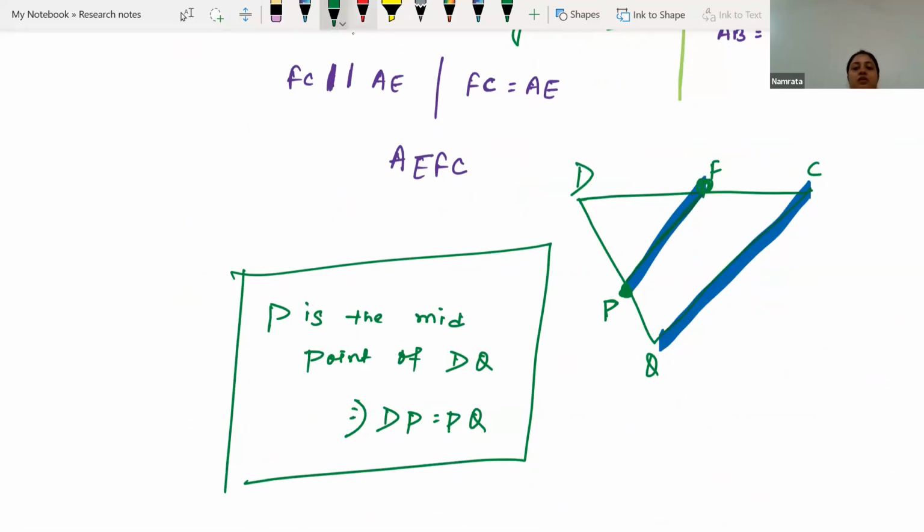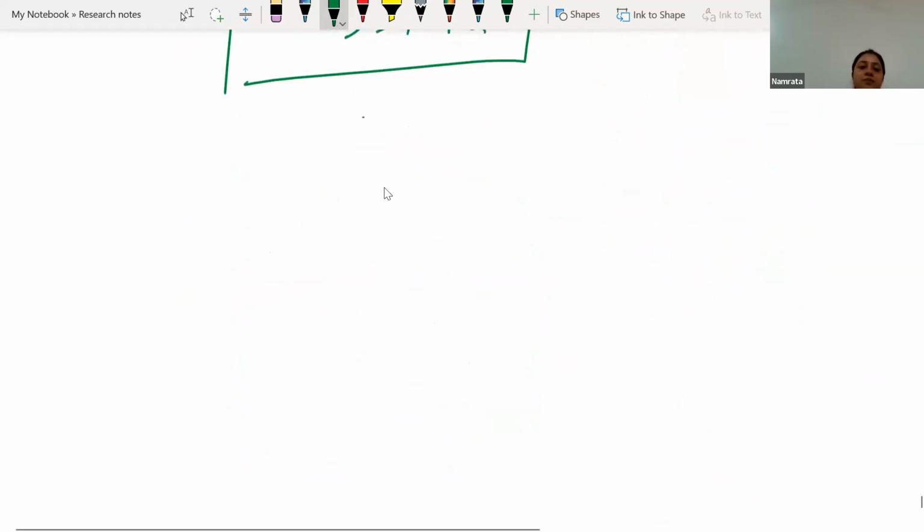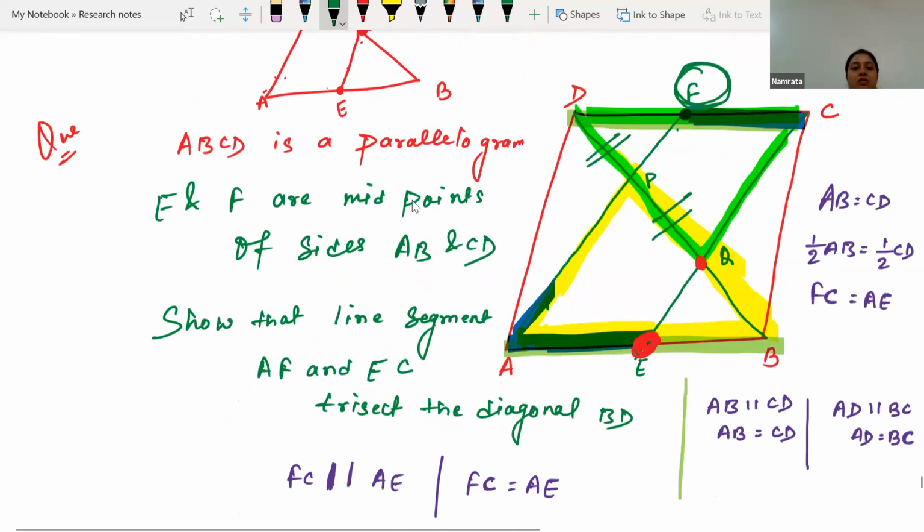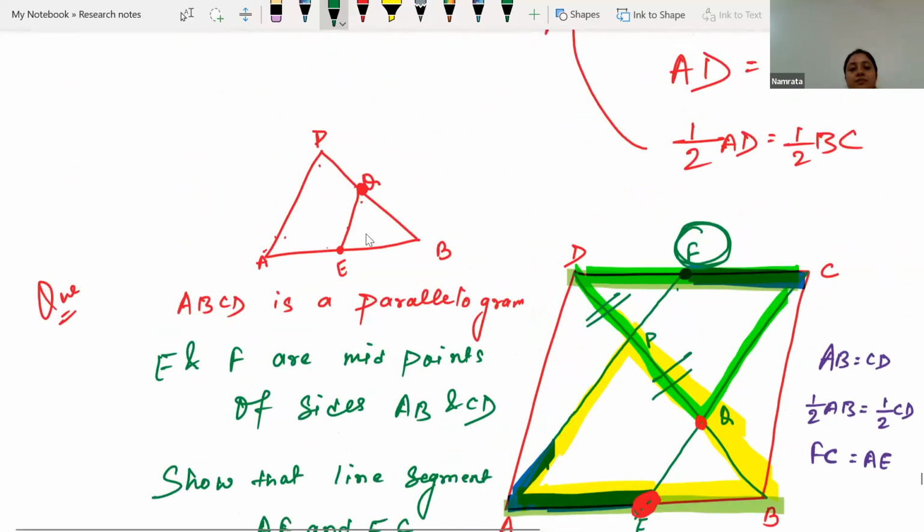DP and PQ were there, and now we are saying that in the yellow triangle, this length, this length and this length will be the same, because Q will also be the midpoint by the converse of the midpoint theorem. So we are saying that Q will be the midpoint of BP. Let's write that at first.